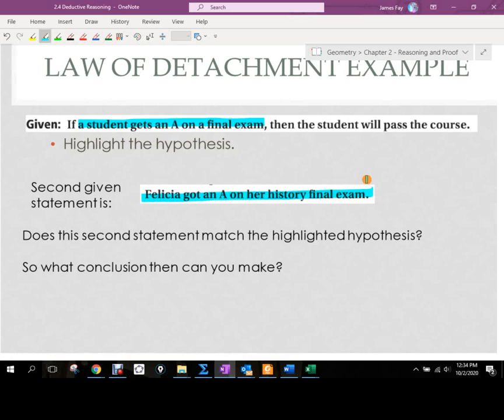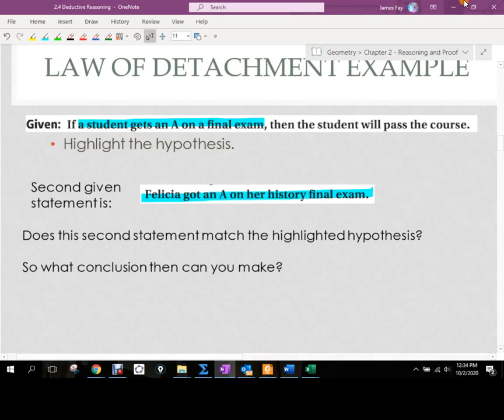But we see it says Felicia got an A. We can probably make the assumption that Felicia is the student that it's talking about in the if statement, right? Final exam. Well, it says history final exam. A little bit more specific in the second statement. But can you see if those two things match? So what is now the conclusion you can make about Felicia? She passed the course, okay? Because those match, she passed the course.